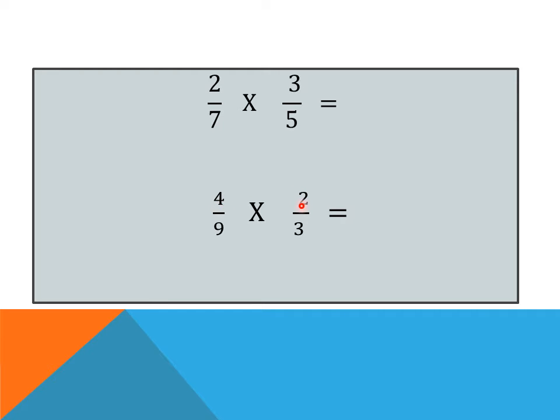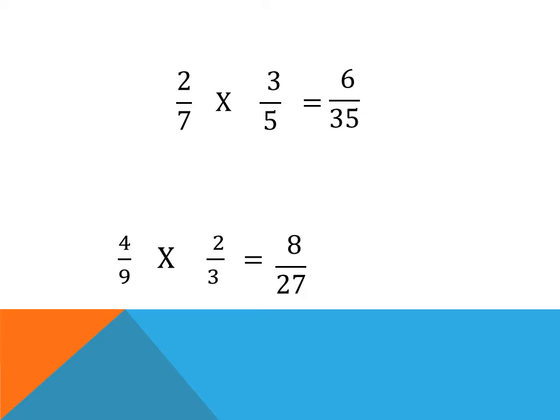So 4 times 2 for the numerator and 9 times 3 for the denominator. Can you see what these would be? So 2 times 3 is 6 for the numerator and 7 times 5, 35 for the denominator. 4 times 2 is 8 and 9 times 3 is 27. It's quite straightforward and you can just go for it because you do not need to change the denominators to make them the same.